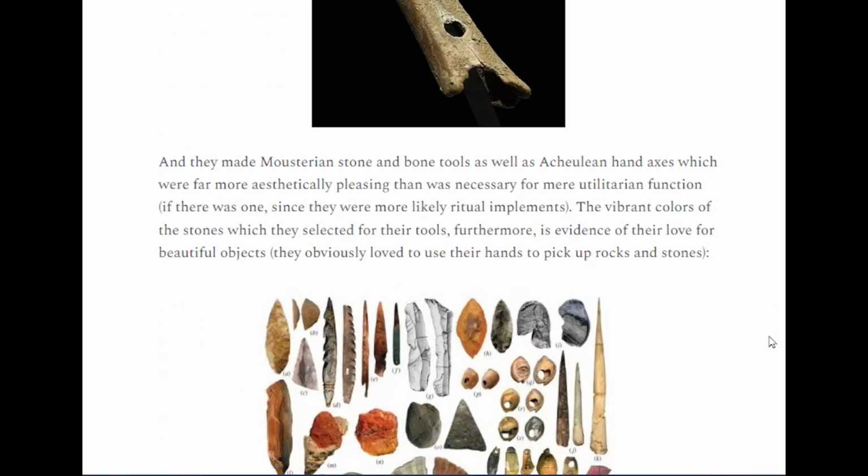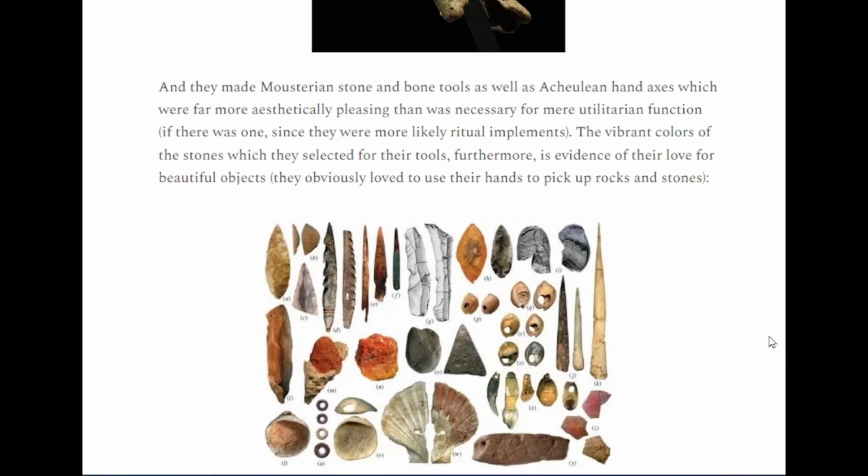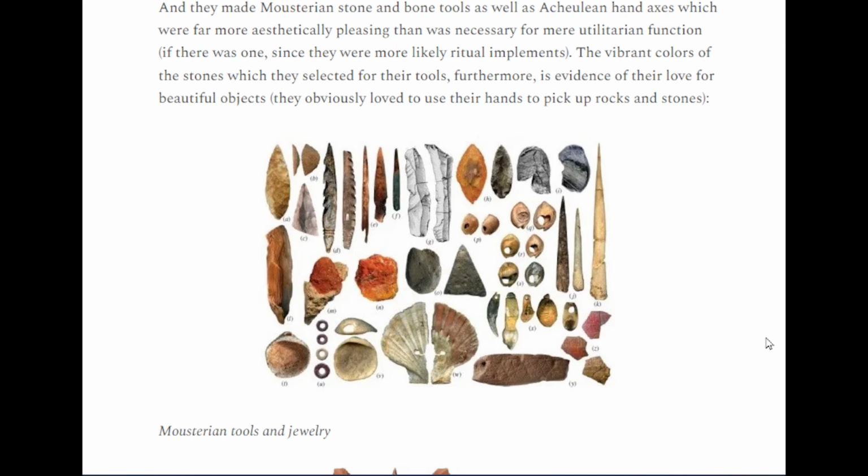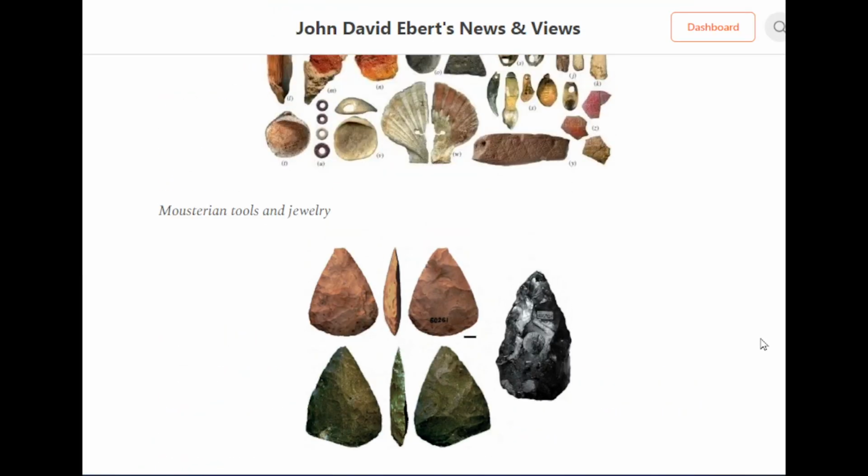And they made Mousterian stone and bone tools, as well as Acheulean hand axes, which were far more aesthetically pleasing than was necessary for mere utilitarian function, if there was one, since they were more likely ritual implements. The vibrant colors of the stones which they selected for their tools, furthermore, is evidence of their love for beautiful objects. They obviously love to use their hands to pick up rocks and stones. These are Mousterian tools and jewelry and their Acheulean hand axes.